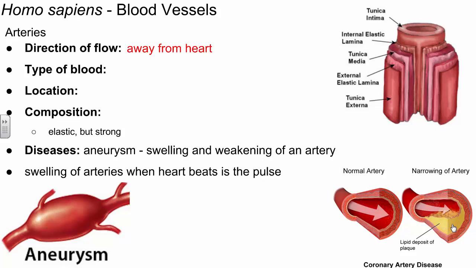Now, usually they carry what? Oxygenated blood. Typically oxygenated. The exception is the pulmonary artery. The pulmonary artery carries deoxygenated blood because that blood is destined for where? The lungs. It's going to the lungs, so on its way there, it's deoxygenated.